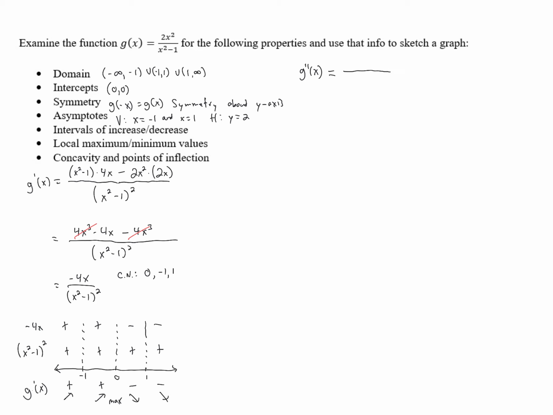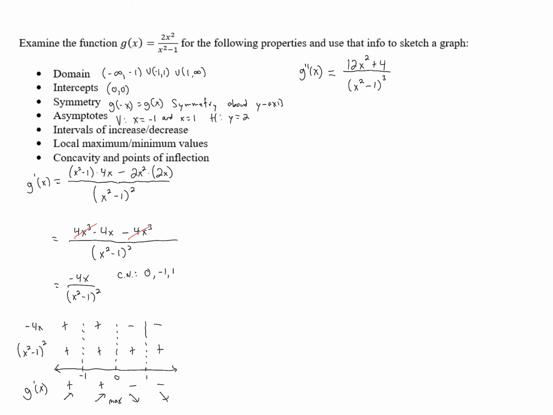I encourage you to pause the video and try and get that yourself, just to make sure that your differentiation skills are up to par. But we've got 12x squared plus 4 over (x squared minus 1) quantity cubed. And if we're looking for places where this is equal to 0, the numerator is always positive, so we don't get any critical numbers there. The denominator, we still are going to have 0 if x is 1 or negative 1.